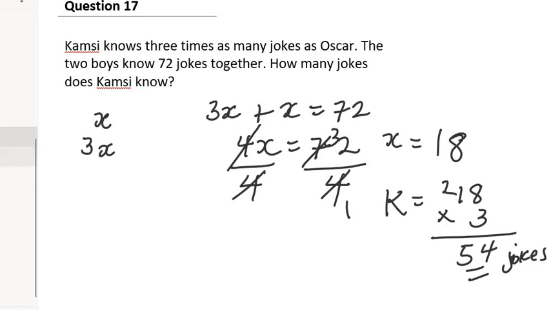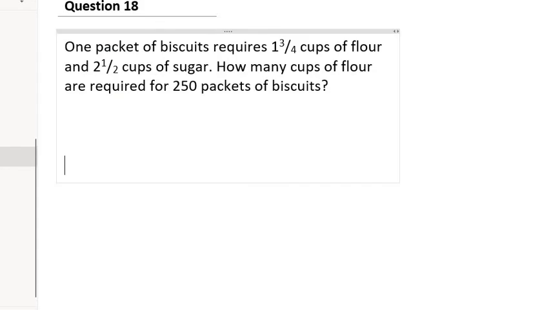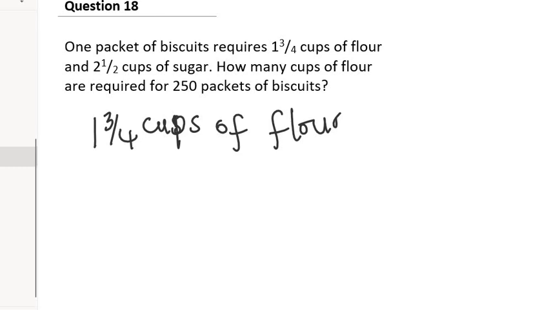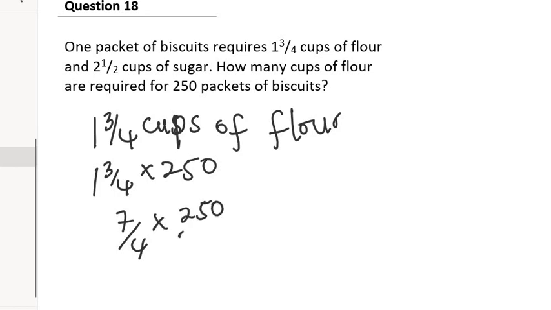Question 18. One packet of biscuits requires one whole number, 3/4 cups of flour and 2.5 cups of sugar. How many cups of flour are required for 250? Just multiply 1 3/4 times 250.